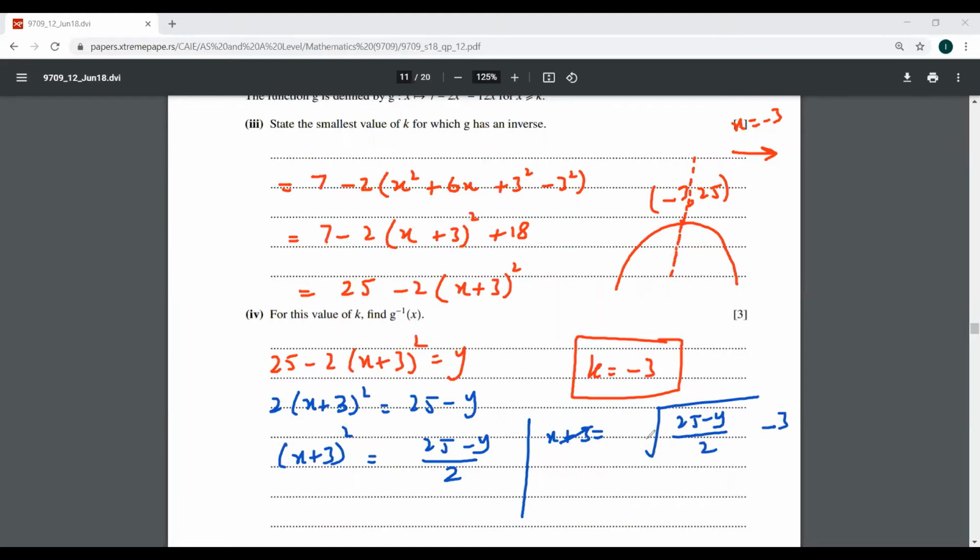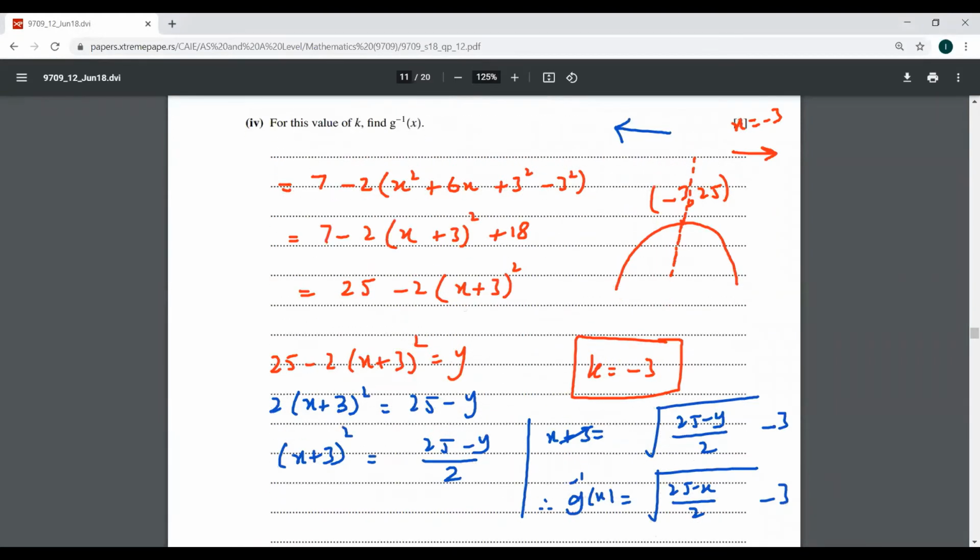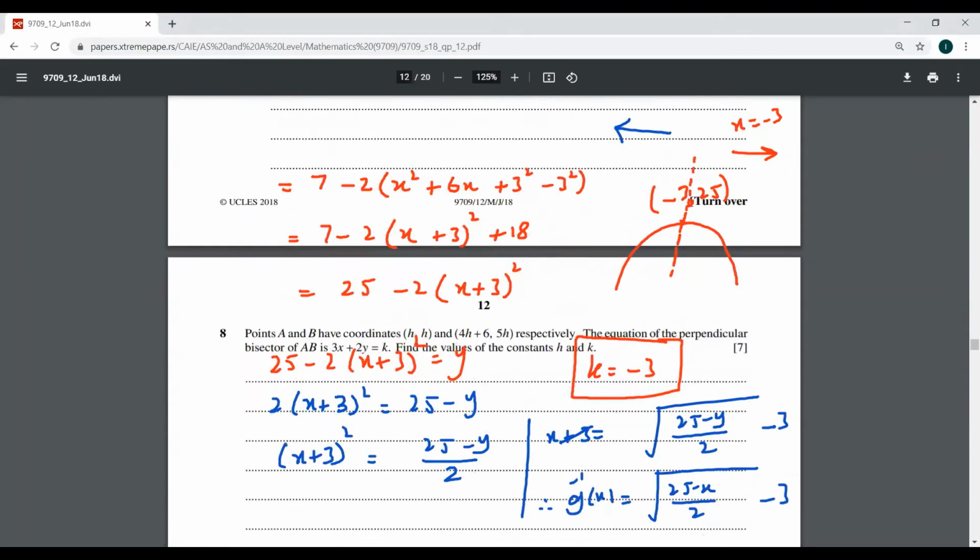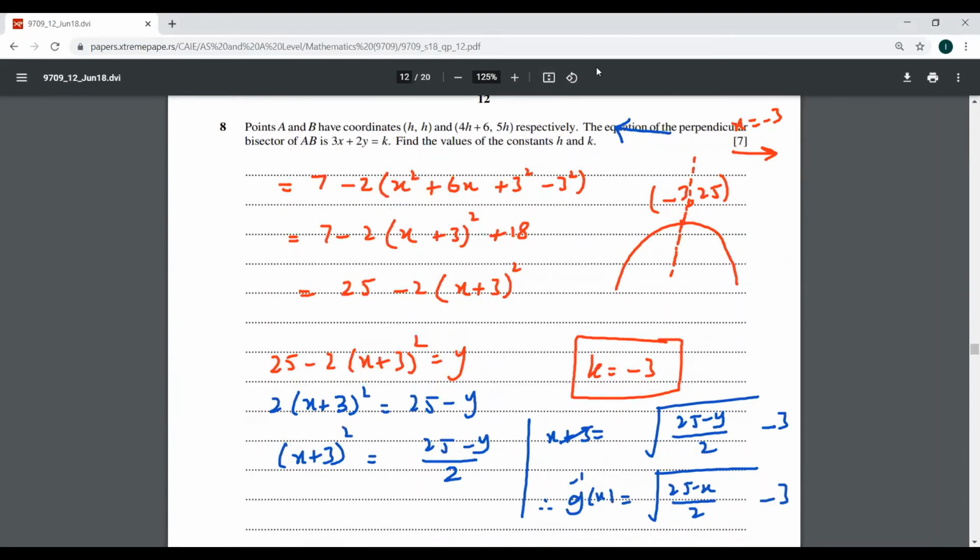Now one thing, when you take the square root, if the domain given is towards the positive side as we have here, you keep a plus with the square root. And if for instance the domain was pointing towards the negative side, then you could have a minus with the square root. Now, therefore, the g inverse of x is going to be the square root of 25 minus x over 2, minus 3. That is its inverse. Okay, and from this we move on to the 8th question.